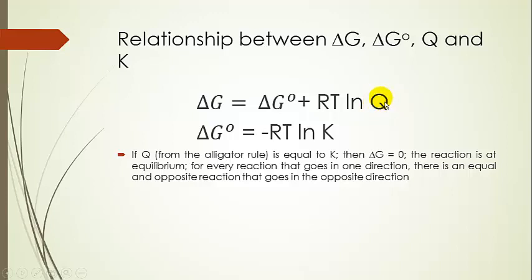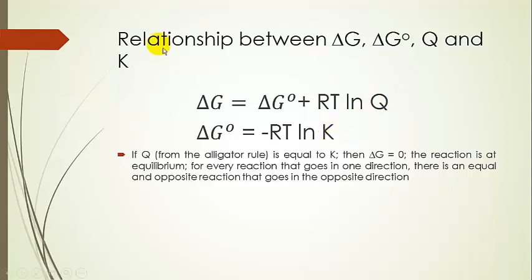So remember what Q is. We use Q to determine whether our reaction is in equilibrium or not. If Q equals K, then we are at equilibrium, and your delta G is equal to 0, because the reaction is not going in any one particular direction. It's not favoring the products and it's not favoring the reactants. It's just delta G under standard state conditions. If Q is greater than K or if Q is less than K, then you can use the alligator rule to determine which way the reaction will proceed.